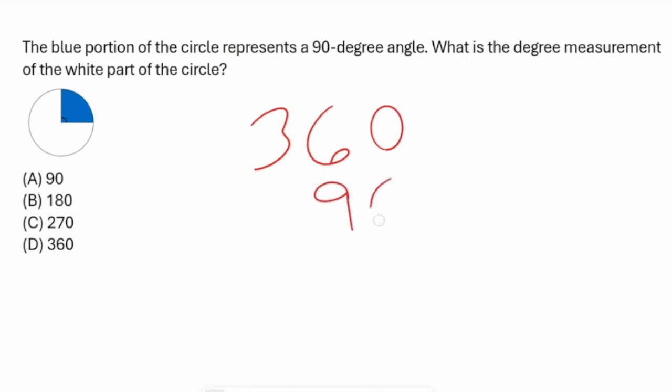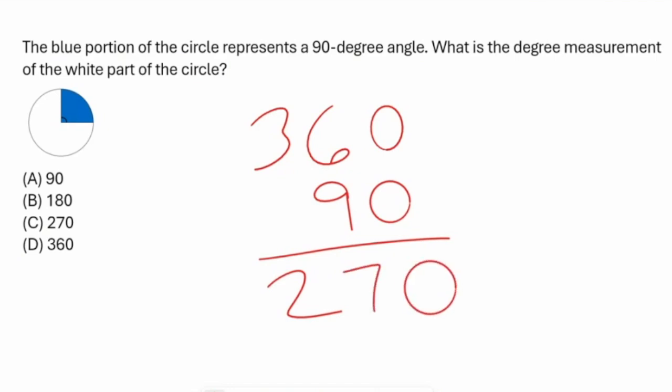360 minus 90, and that gives us 270. So our answer is C.